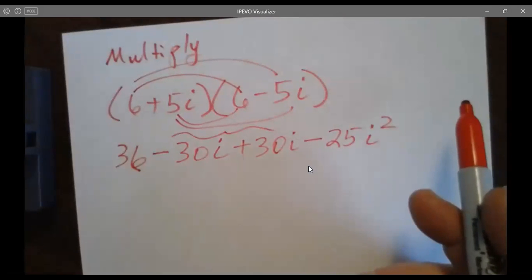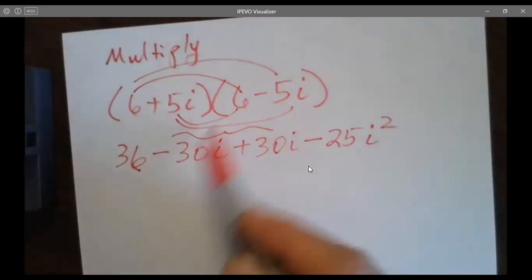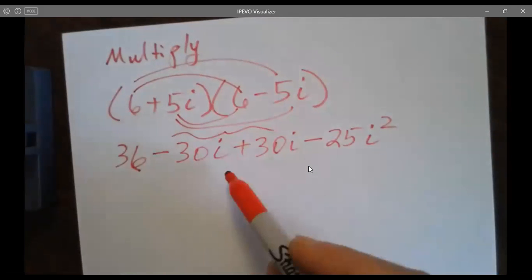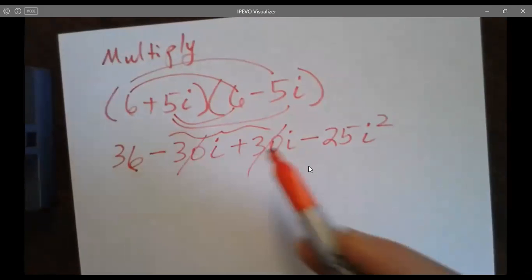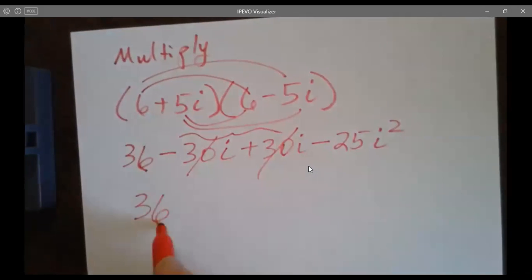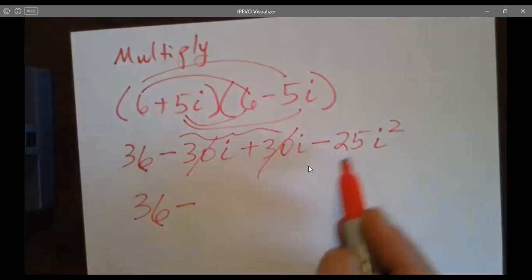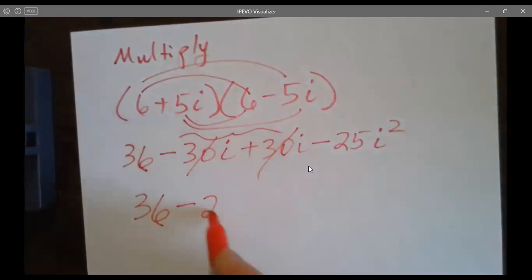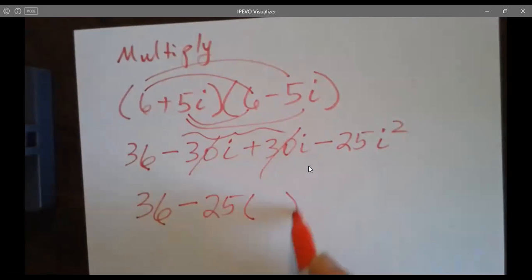Do they cancel out? Yeah, because they're the same. They cancel, right? They go to 0. So that leaves us with 36 minus, and then the i squared changes to what?